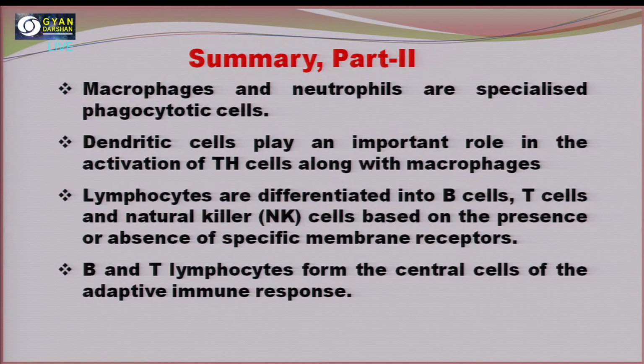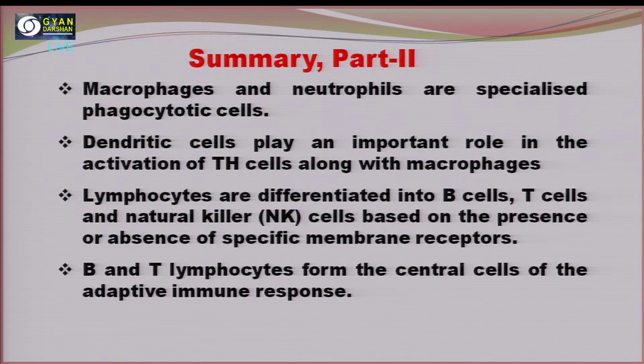They can phagocytize antigens, tumor cells, or virus-infected cells. These get phagocytized with the help of the macrophages. Another very important cell is the dendritic cell. Dendritic cells play an important role in the activation of the T helper cell along with the macrophages.